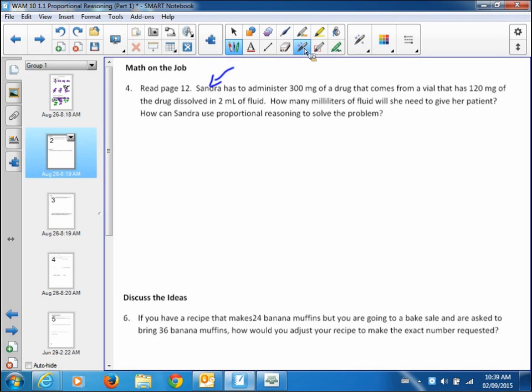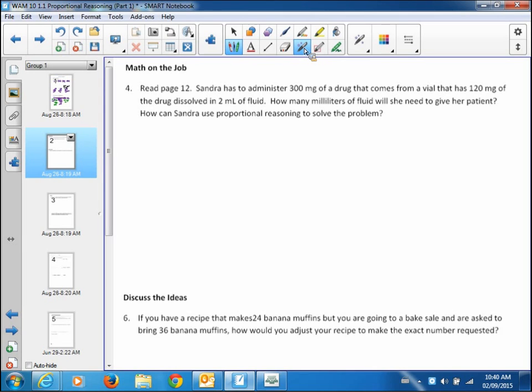Better pay attention to this because word problems get confusing, and that's what this course is about, actually. Sandy has to administer 300 milligrams of a drug, but it comes from a vial that has 120 milligrams of the drug for every 2 mils of fluid. How many milliliters of fluid will she need to give her patient? Sandy must be a nurse. How could Sandra use proportional reasoning?